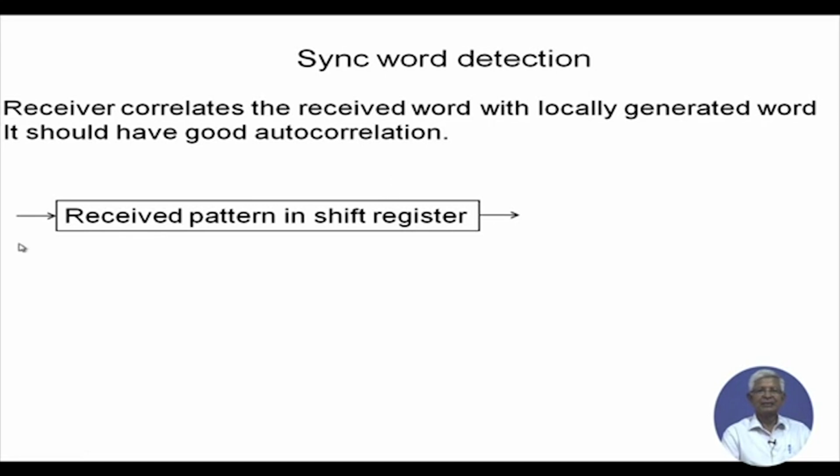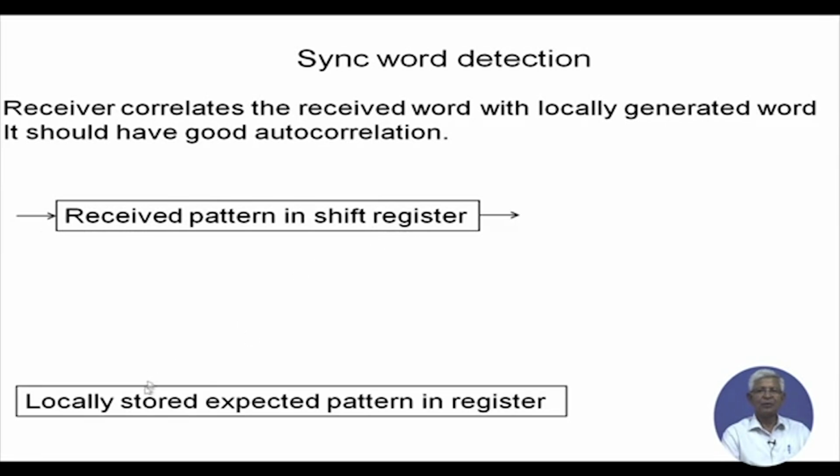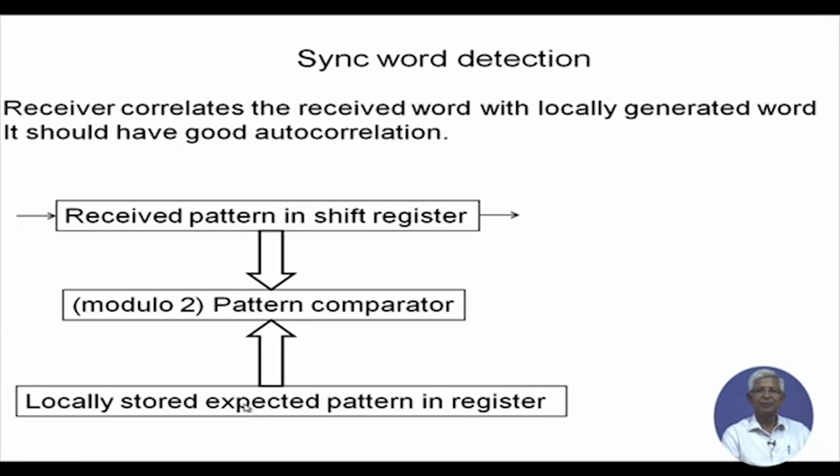Let us say there is a shift register in which the received pattern is getting shifted bit by bit, and there is a locally generated stored pattern, which is the expected pattern, stored in a register. Now, these two patterns are compared in a modulo 2 comparison, and if there is a mismatch, there is a residual error.